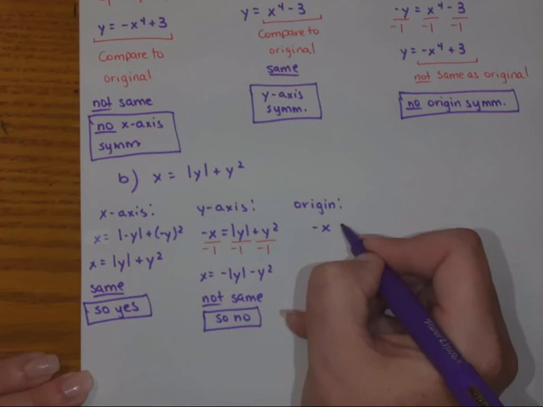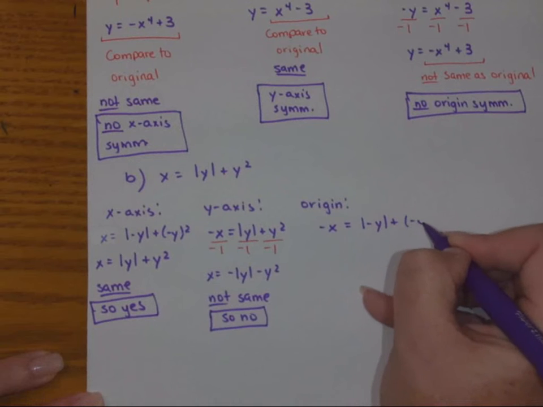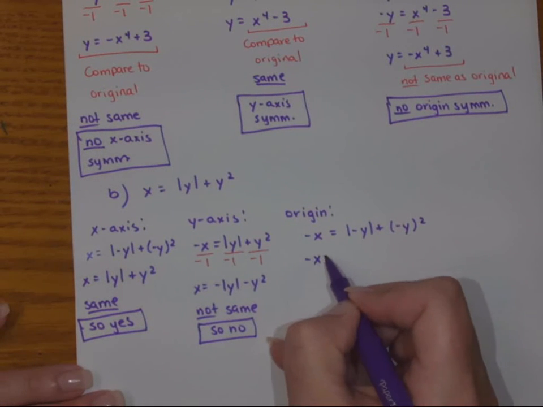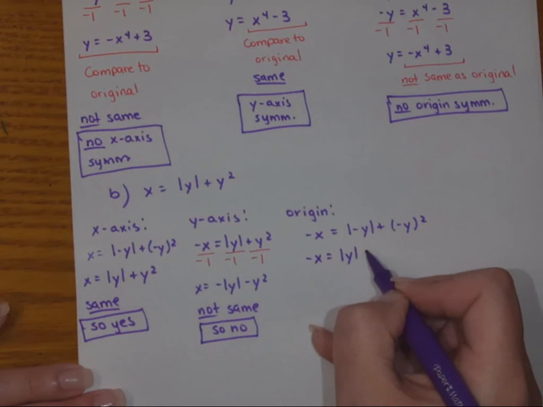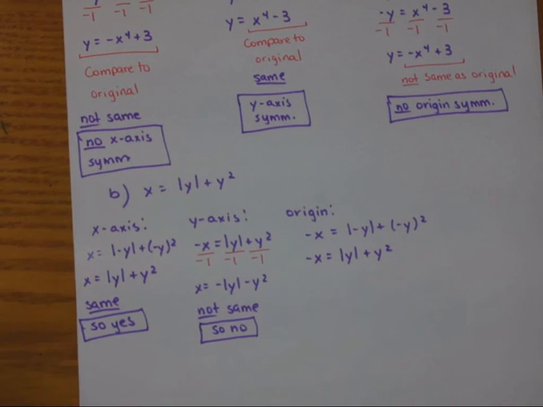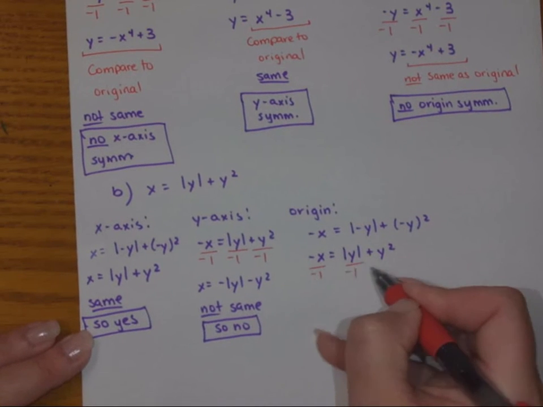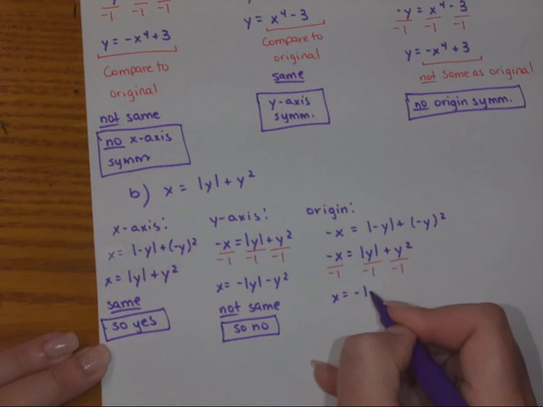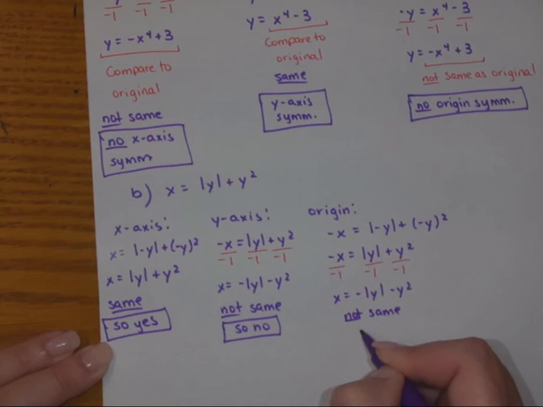And then negative x equals absolute value of negative y plus negative y squared. Okay, so notice if you do what you're supposed to do first, which is the absolute value and the square, both of these become positive. But then you're right back to where you were on the last one, right? When you divide by negative 1, it's going to change too much. It's going to be x equals negative absolute value of y minus y squared. So not the same. So it's a no.